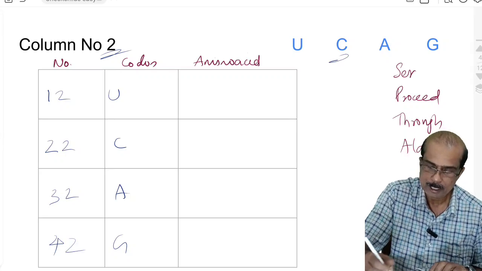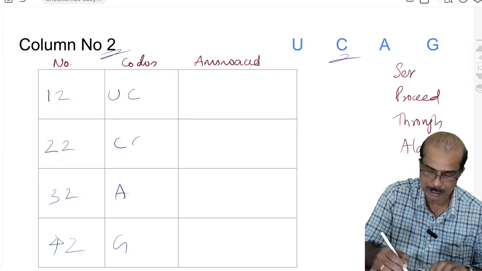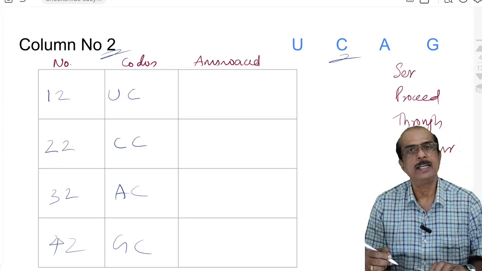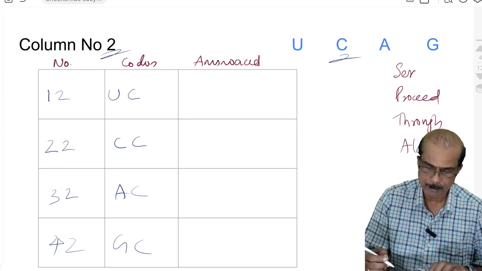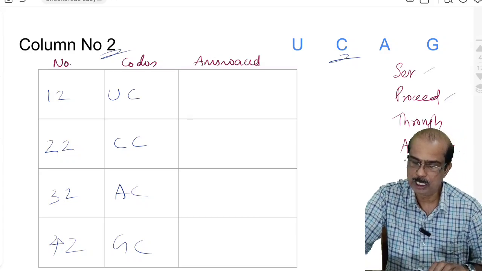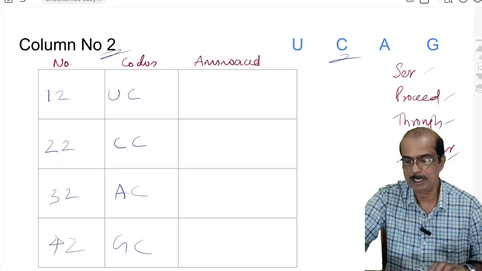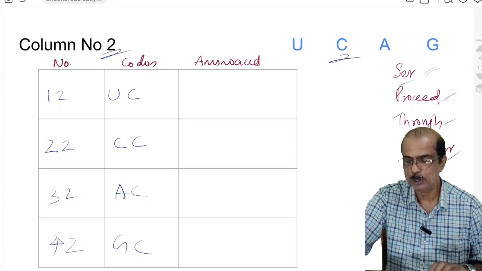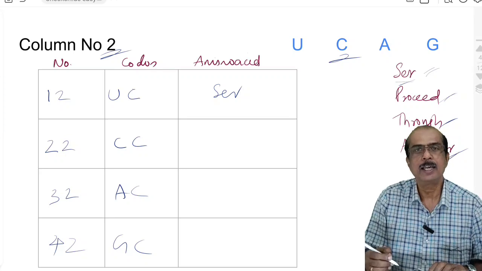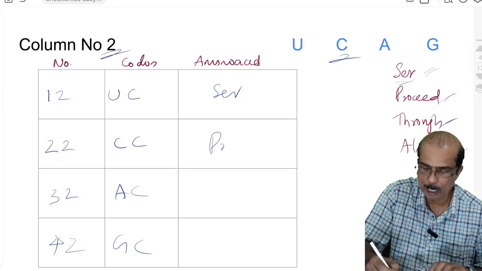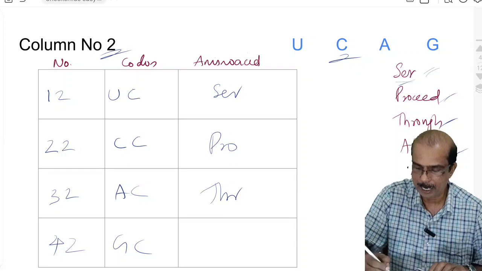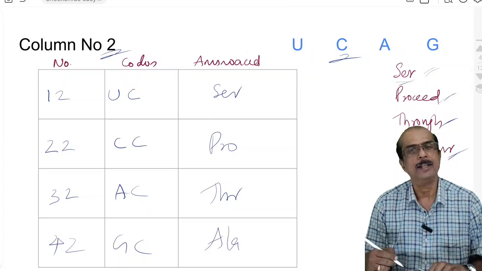Then here, the nitrogen bases are UC, CC, AC, and GC. Remember this sentence: "Sir, proceed through Alatur." The spelling is different. S-E-R, right here: serine. Proceed, PRO, proline. Through, THR, threonine, and Alatur for alanine.